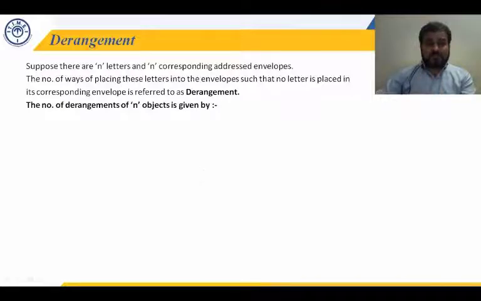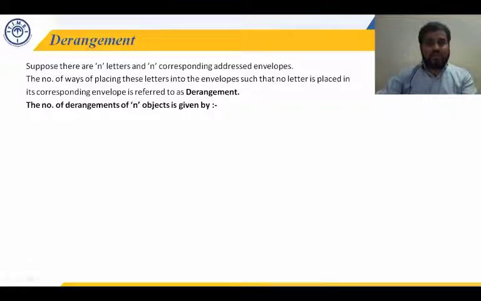But what is derangement here? The number of ways of placing these letters into the envelopes such that no letter is placed in its corresponding envelope is referred to as derangement. So none of the letters should get into the correct corresponding envelope.